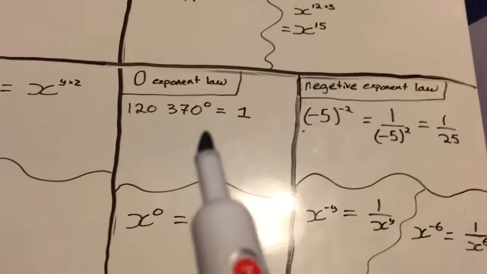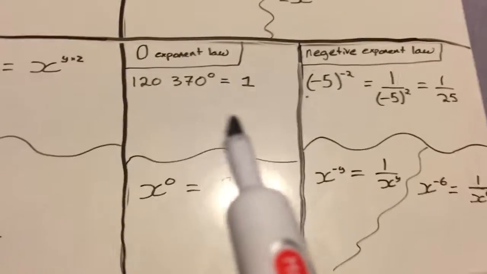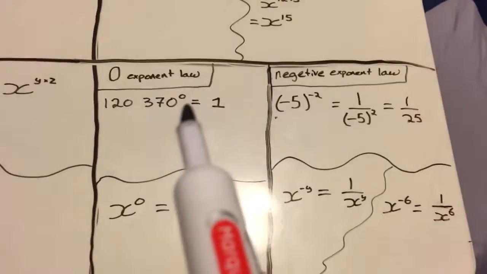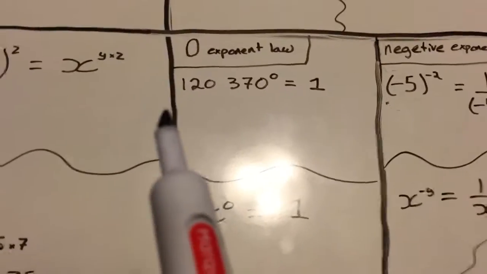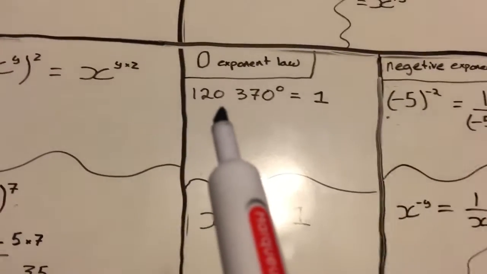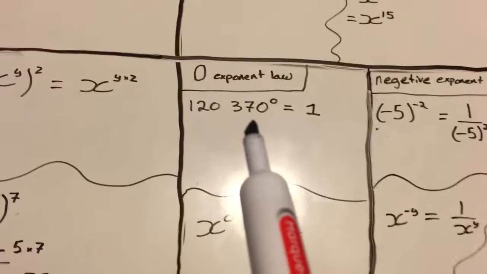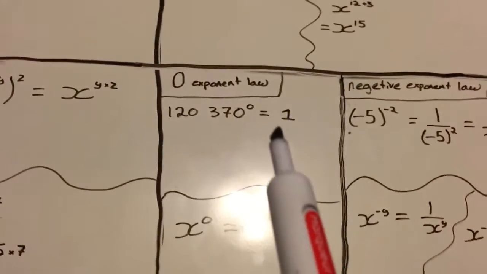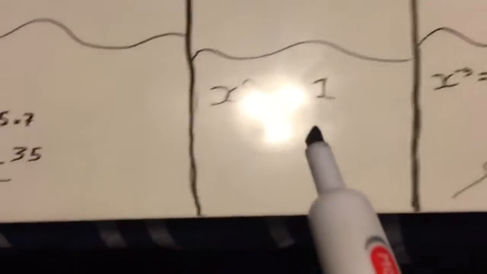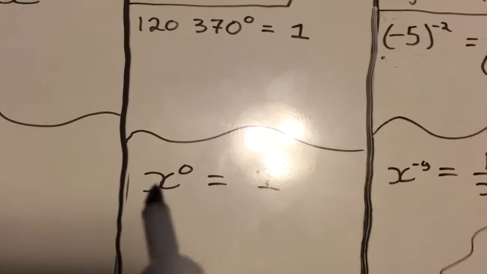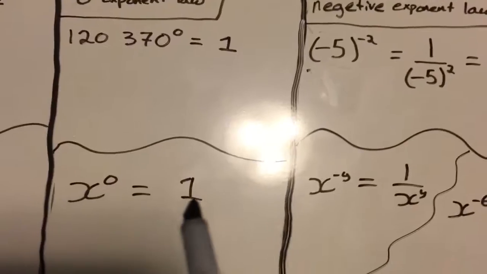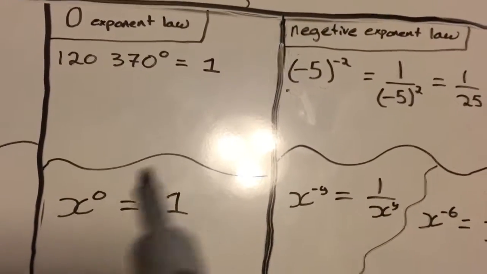Next we have our zero exponent law. So remember, in our zero exponent law, any number to the power of 0 is always equal to 1. So here we have 120,370 to the power of 0, which is still going to be equal to 1. That means that even if we have x to the power of 0, even though we don't know what x is, we still know that no matter what it is, the answer is going to be 1.